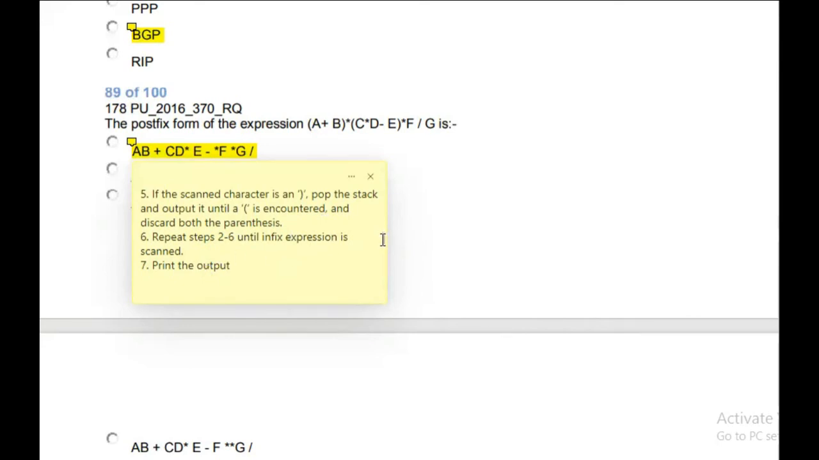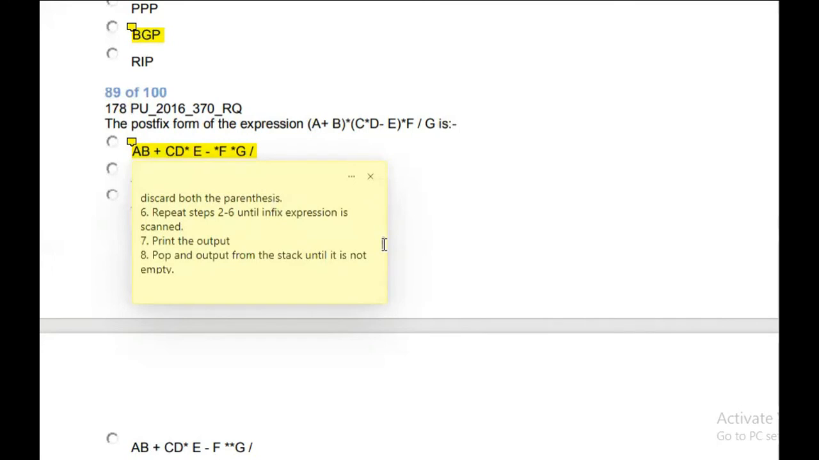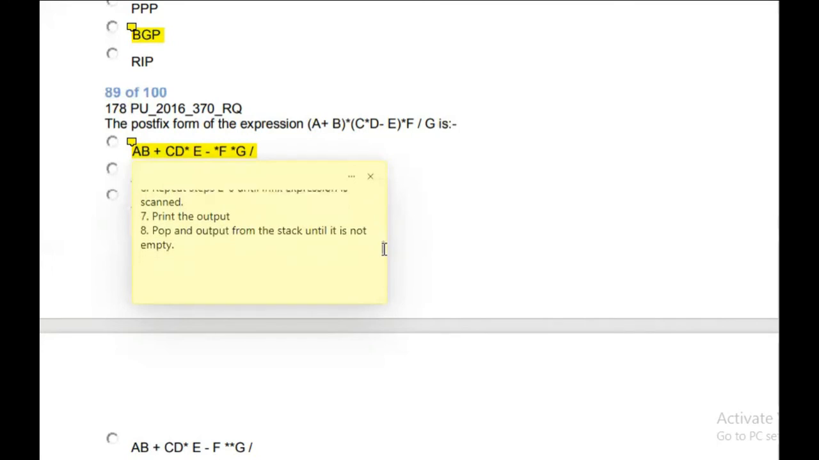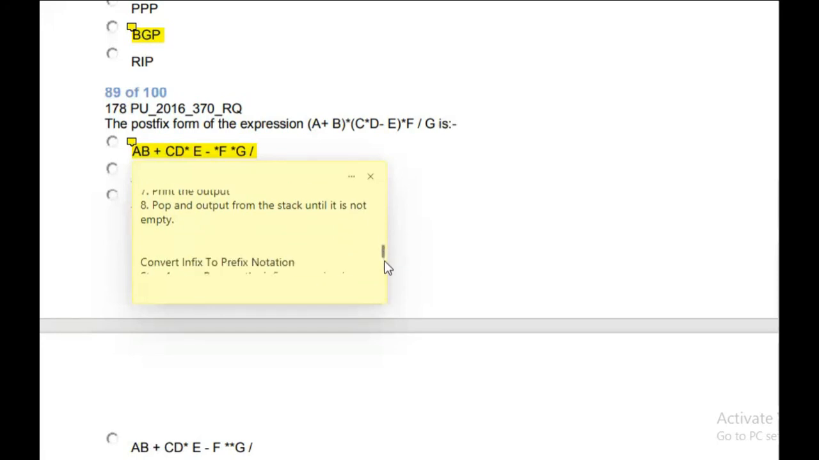It's a big process. It includes the full process of infix to postfix expression. In this class it's very lengthy, so it's good to watch a YouTube video. So print the output: pop the output from the stack until it's empty. So pop all the operators remaining in the stack until the stack is empty. Okay, so that's step by step.